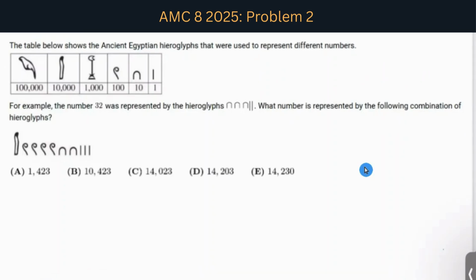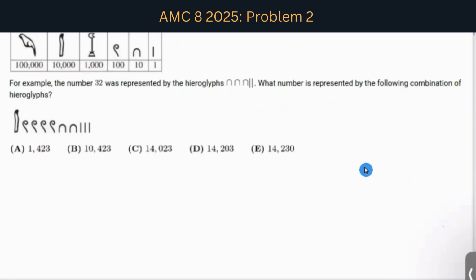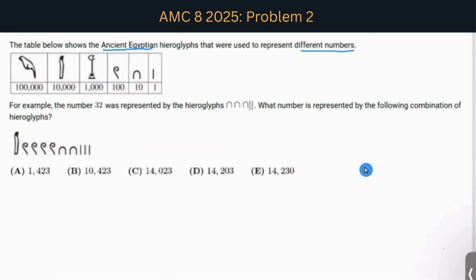So now let's solve problem 2. In this problem, we are given ancient Egyptian symbols, and they are representing different numbers. As we can see down here, there are different symbols and they are representing different numbers. So for example, the number 32 is represented with this combination. So we can quickly see that by simply adding the corresponding numbers from this table, we can get 32.